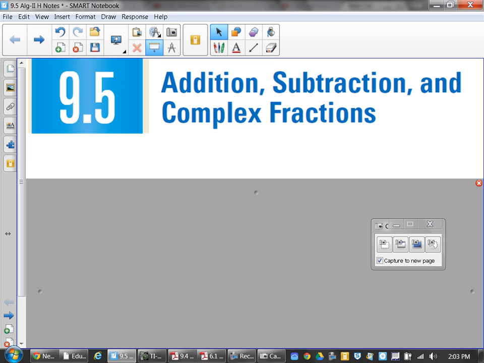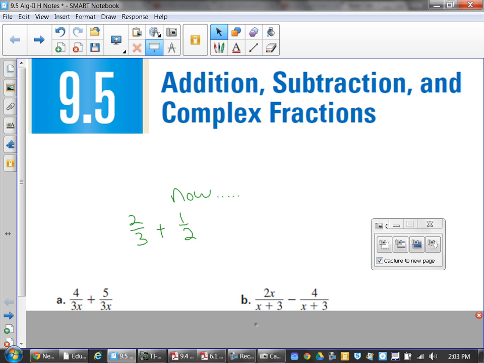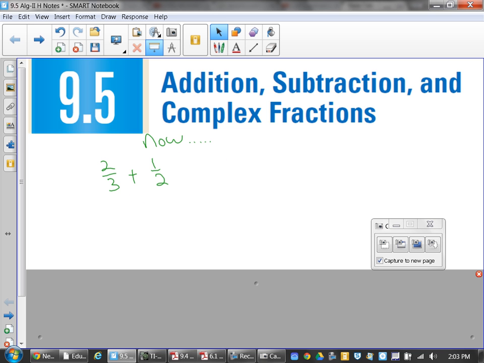What did you have to have in order to do that? Bravo, sir. You had to have a common denominator. Okay? And when you did that, you worked with stuff like this. You started with 2/3 plus a half. And you'd have to figure out what's called that least common denominator, the LCD.